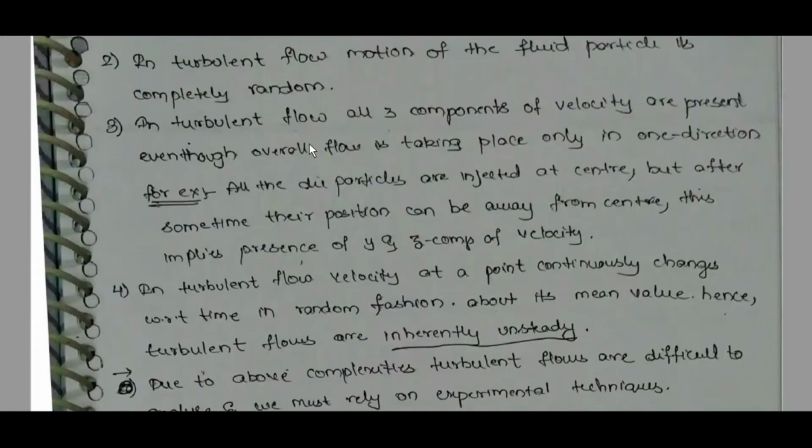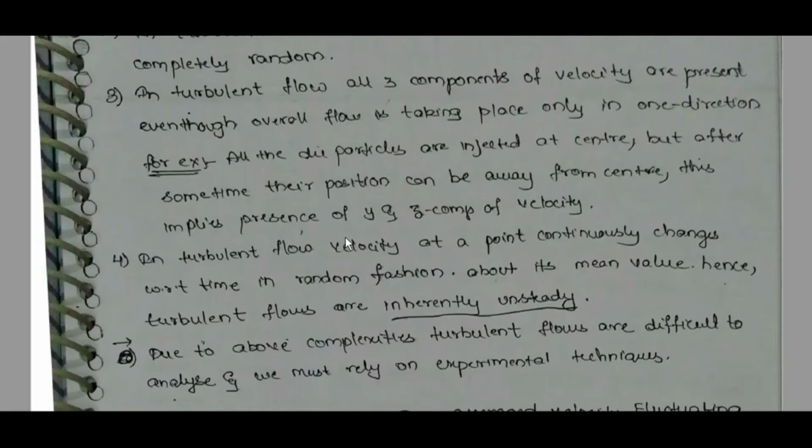In turbulent flow, all three components of velocity are present even though overall flow is taking place only in one direction. For example, if dye particles are injected at center, after some time their position can be away from center. This implies presence of y and z components of velocity.